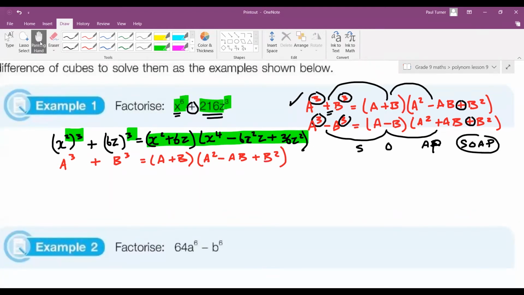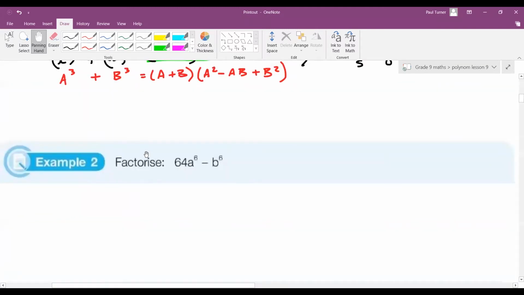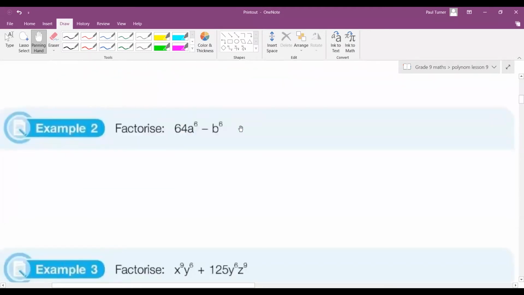So further down. So now we've got 64a^6 minus b^6. Now, when there's power 6, I'm going to follow what they've done in the book, but actually there's a better way to do this question. And that's using difference of squares, not cubes. But we'll follow what's in the book anyway. So let's follow the book first, and I'll show you another way that's actually better to do this one.